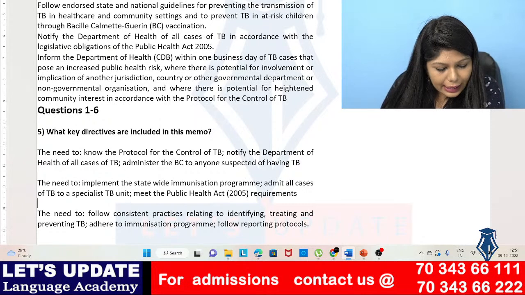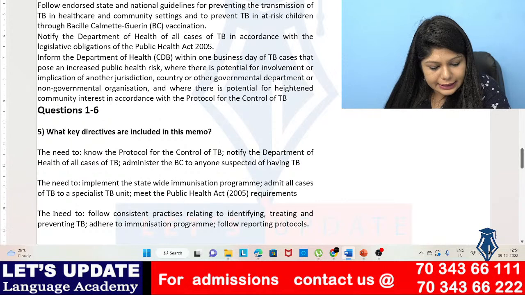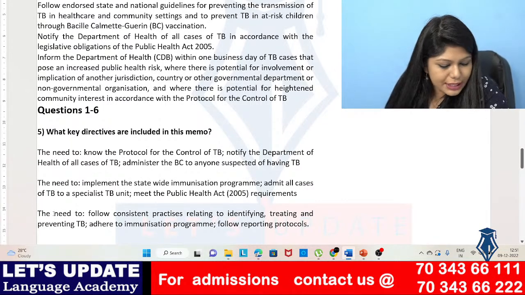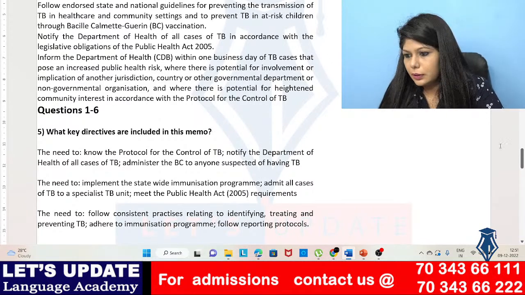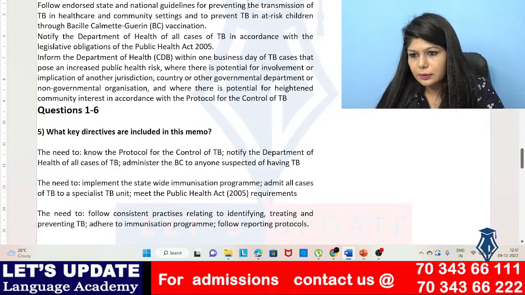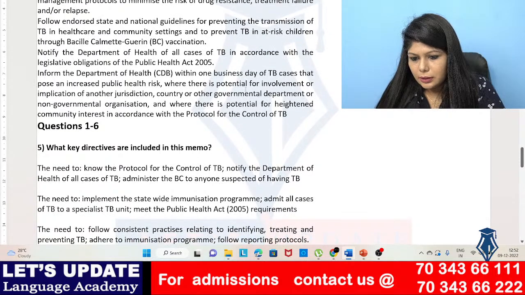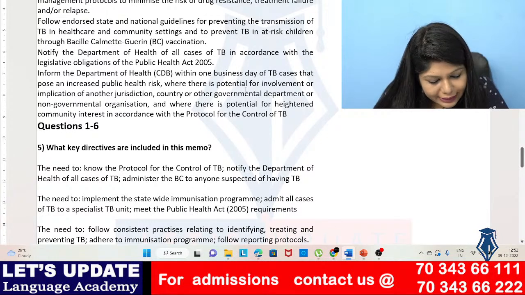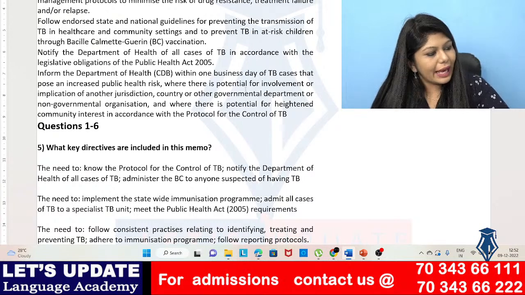Okay, Libby has commented option A. Please comment your answers. This is A, B and C. Okay, Bindu Kurian has commented option C. Okay, so Naveen has commented option C. Okay, so indeed the answer is option C.